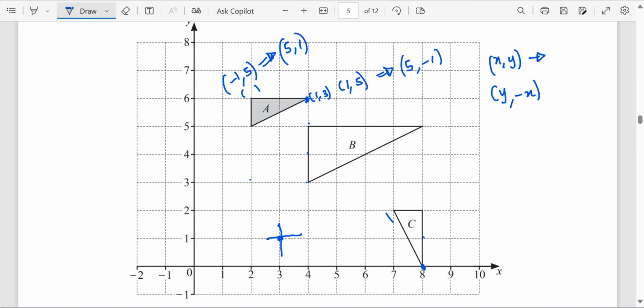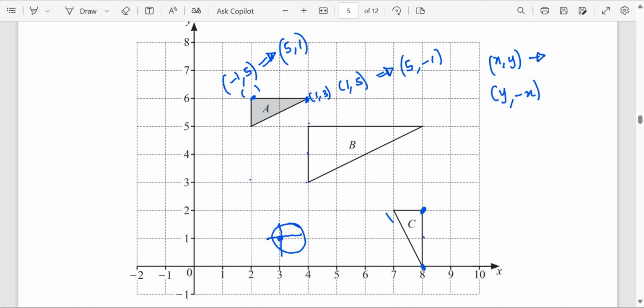So I'm going to come here and count 5, 1 and see. 1, 2, 3, 4, 5, 1. You can see that I have the same point, like the corresponding point. So yes, this is the center for rotation.